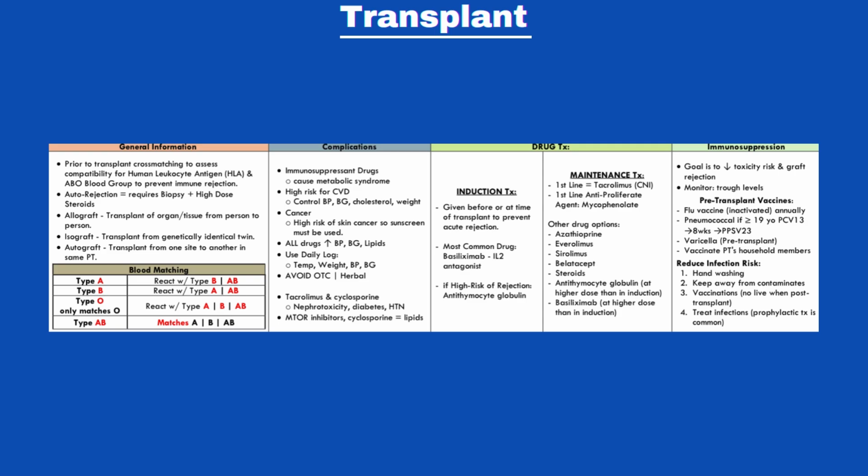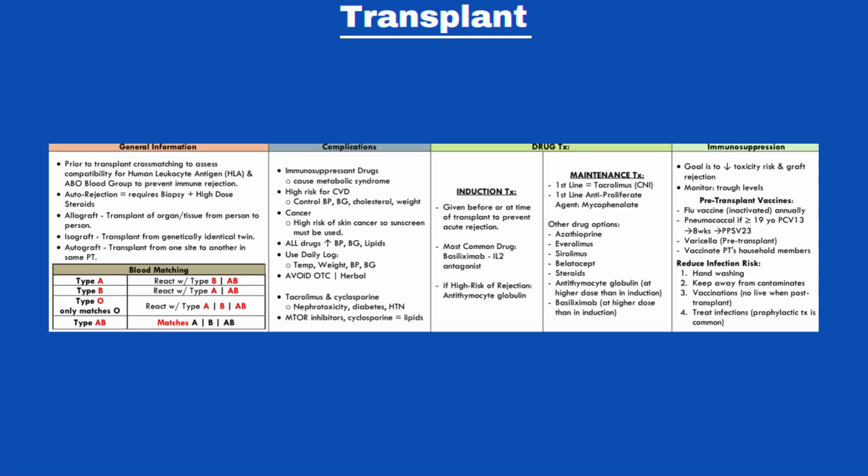An allograft is a transplant of an organ or tissue from person to person. An isograft is a transplant from genetically identical twins. And an autograft is a transplant from one site to another in the same patient.